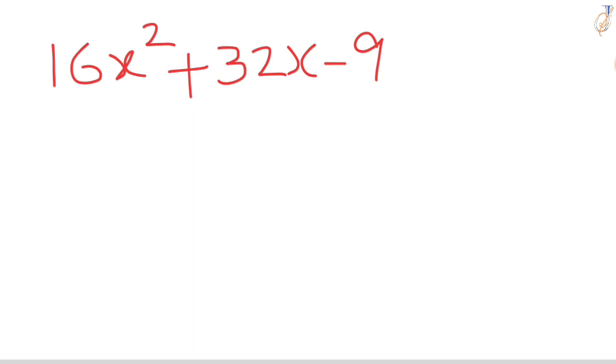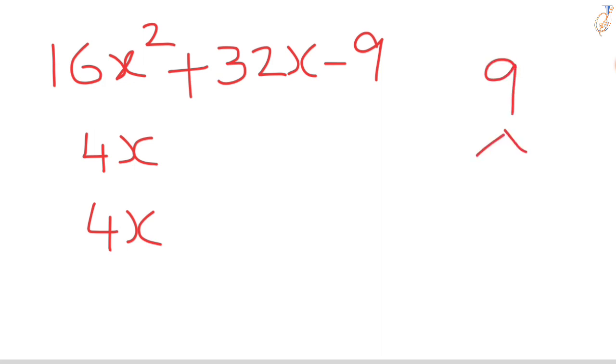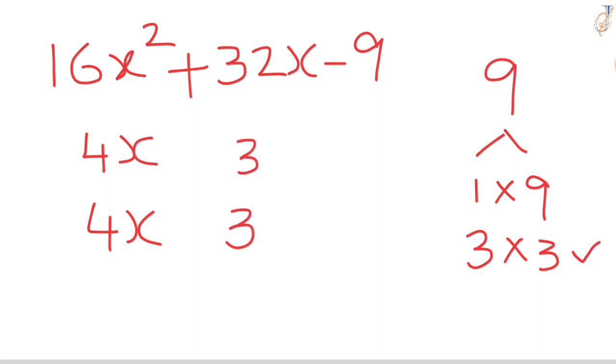16x square, you divide into two terms, 4x, 4x. So after multiplying, we will get 16x square only. Now find the factors of 9. What are the factors of 9? 1 times 9, then 3 times 3. Let's take 3 and 3. Do the cross multiplication. 4x times 3 is 12x. Then 4x times 3 is 12x.